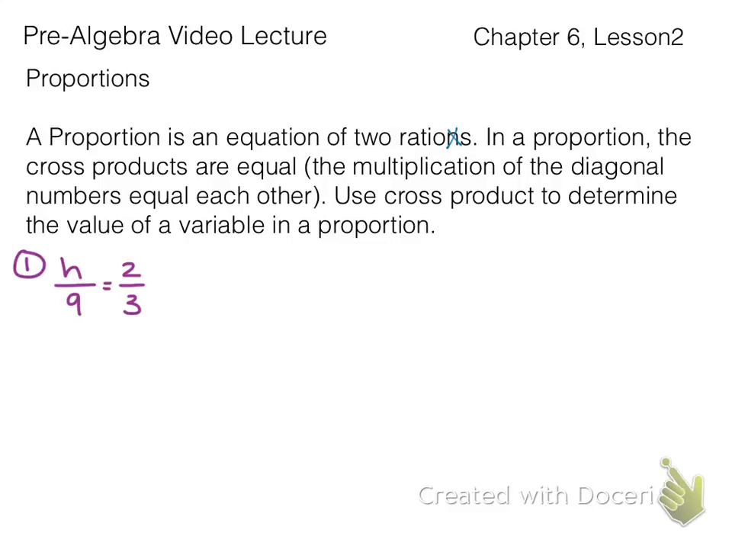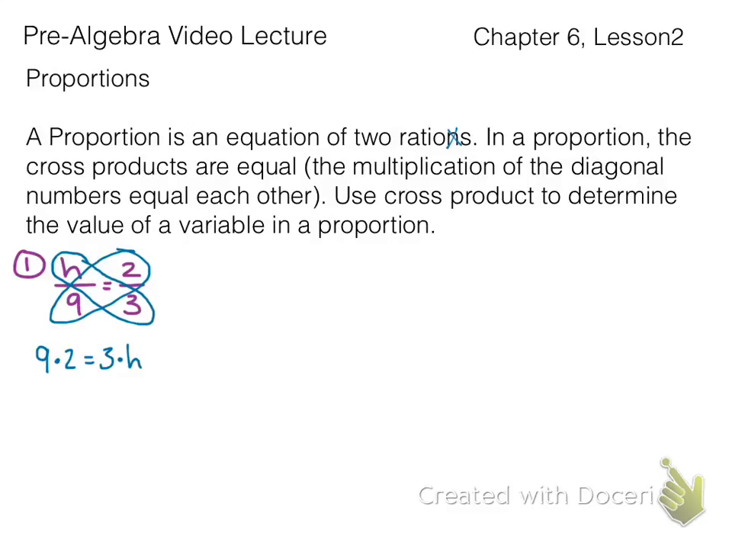All right, so we want to figure out what H is. And I told you that if you use cross product, which means basically multiplying the two things that are diagonal from each other, in this case, H and 3 and 2 and 9, they should equal each other because this is a proportion. So if I do 2 times 9 equals 3 times H, we can figure out what H is by doing some simple math.